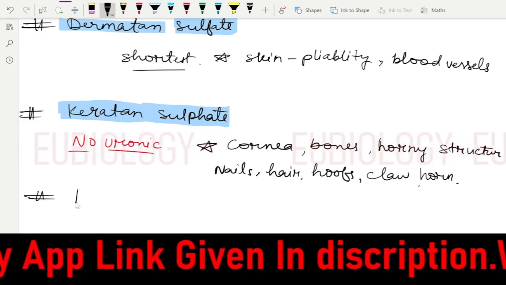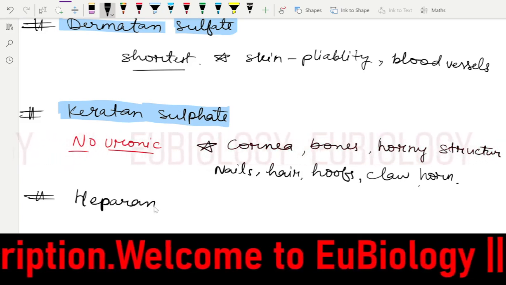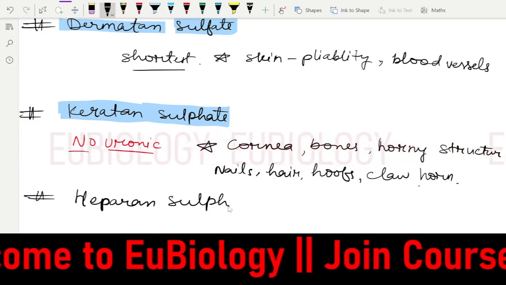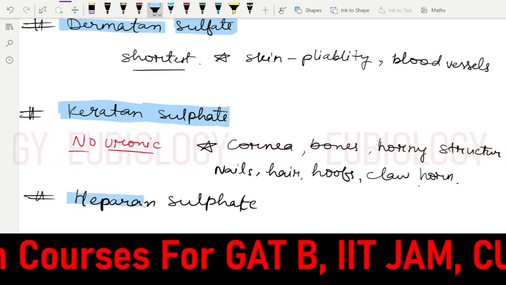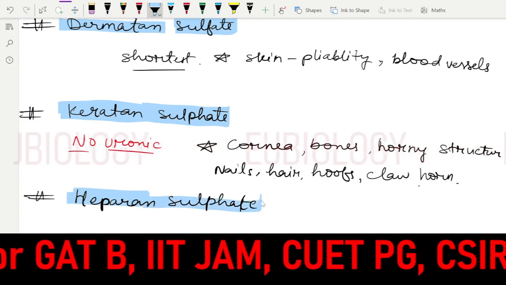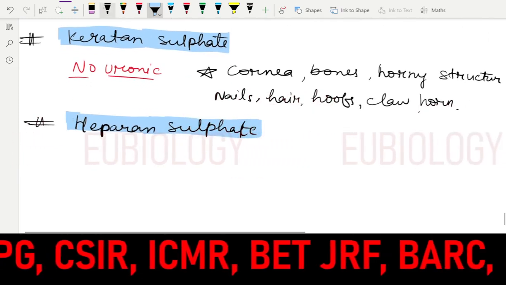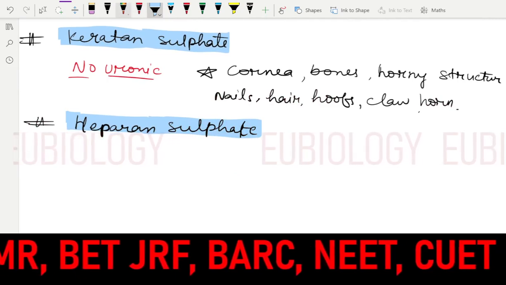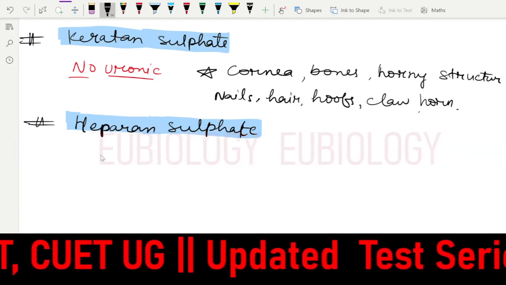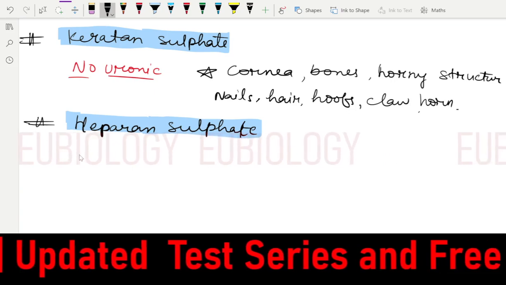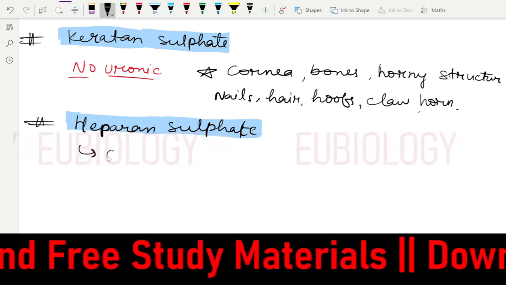Now the heparin sulfate. Okay, you already heard this heparin. Can you guess where it is present in our body? Heparin sulfate. In the basophil cell, the histamine will release, and not in basophil, actually in the blood the heparin will be there, which is anticoagulating. Okay, good. So first it was isolated from the dog liver, and it contains a variable arrangement of the sulfate and non-sulfate.